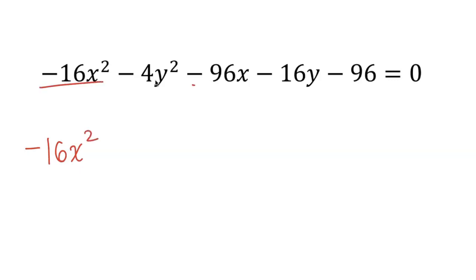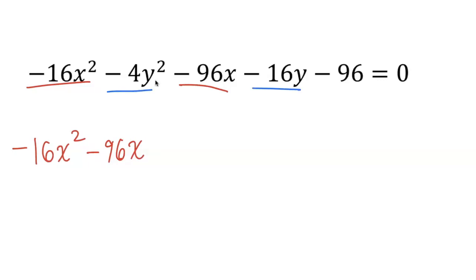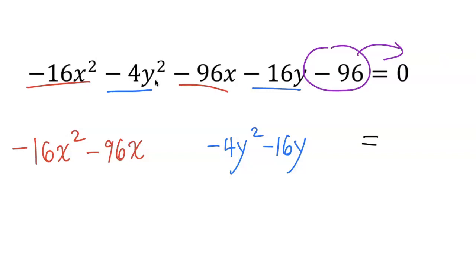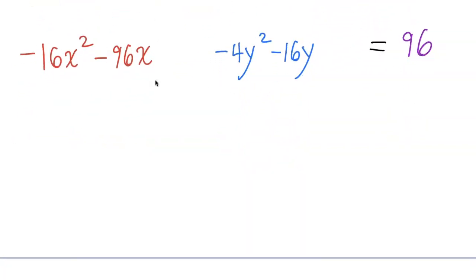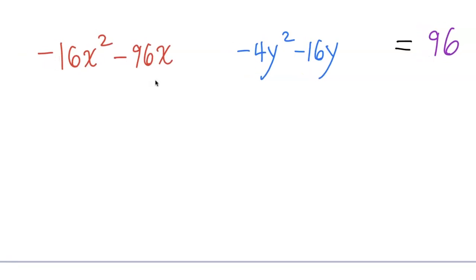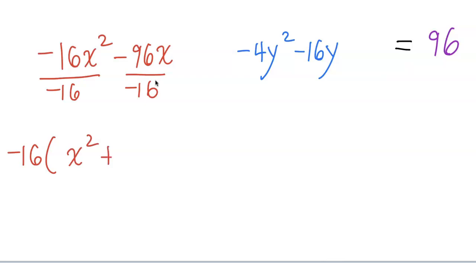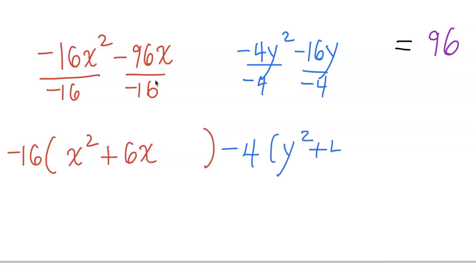So get all the x's first. Gather these to the front. And then I'm going to get my y's. Negative 4y squared minus 16y. And this 96, I'm going to send it to the other side. Positive 96. Before we can complete the square for the reds and blues this time, they both need some work. So I'm going to factor out the negative 16 from the reds. Then I get x squared plus 6x, right? And from the blues, let me factor out the negative 4. Then we get y squared plus 4y.